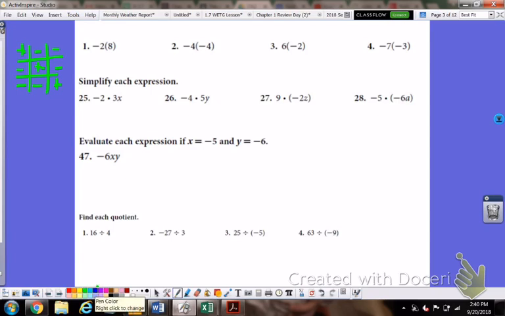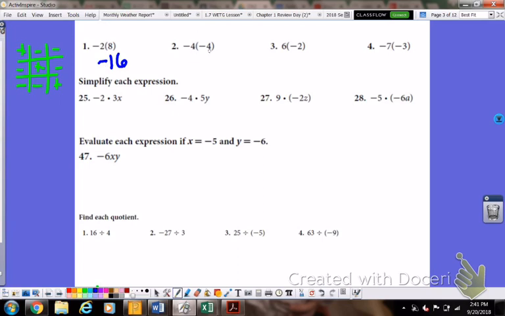All right, example number 1, negative 2 times 8. Well, we know that 2 times 8, if we ignore the signs from the beginning, is 16. So now I want to look at signs. I have a negative times a positive. So we go over here. Negative, positive gives us a negative. So negative 16. Number 2, negative 4 times negative 4.